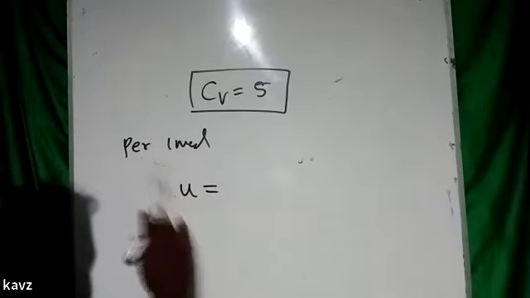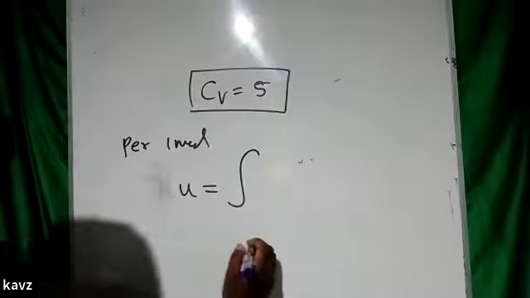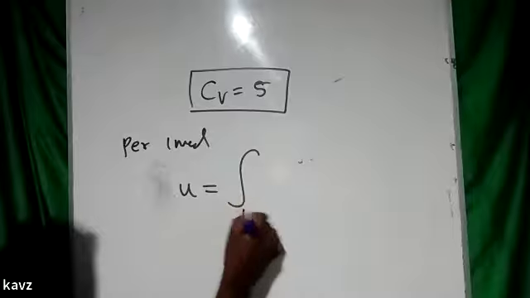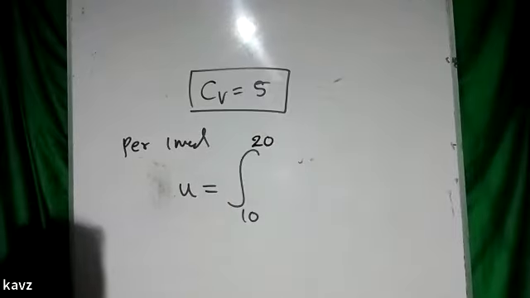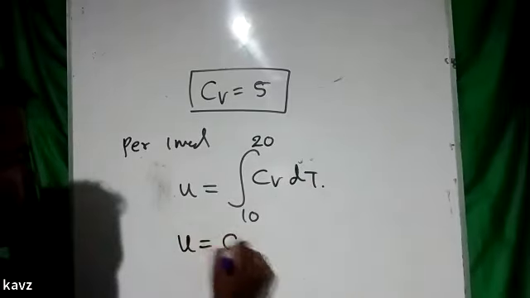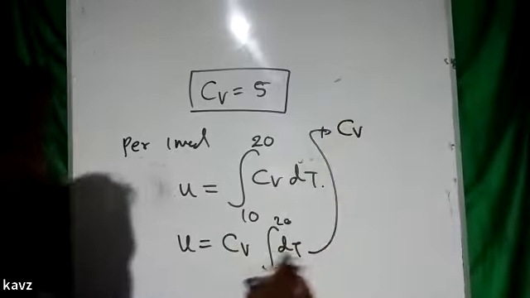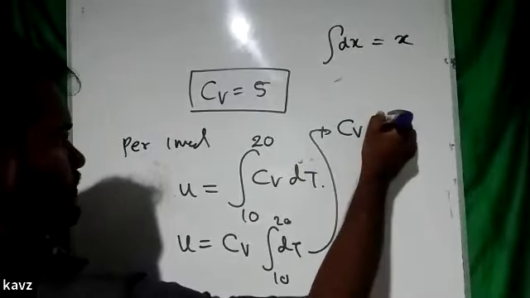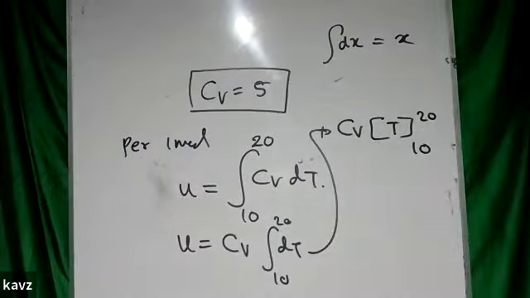So U comes from the integration, and the temperature differences are given. So the initial temperature is 10 and this becomes 20. Cv dT. Okay, so Cv is a constant, and dT. So you have to integrate Cv dT. The dT is like dx; you know the answer is x. So it is T applied from 10 to 20, because it has limits, boundaries for the integration.